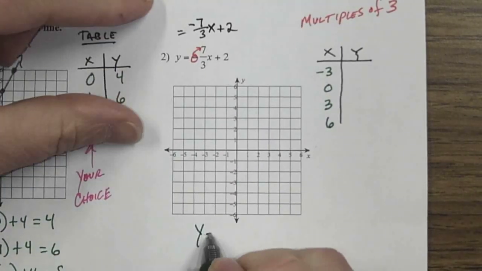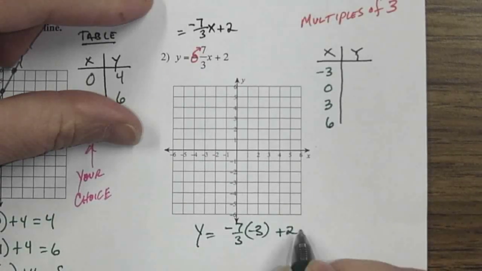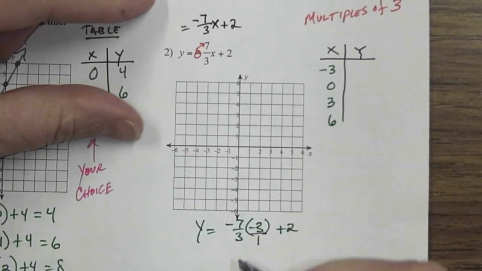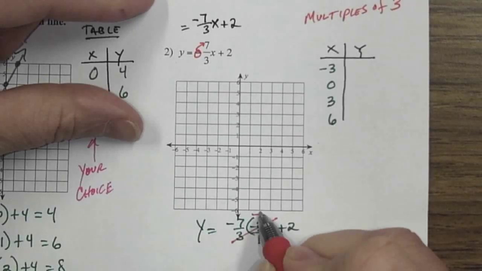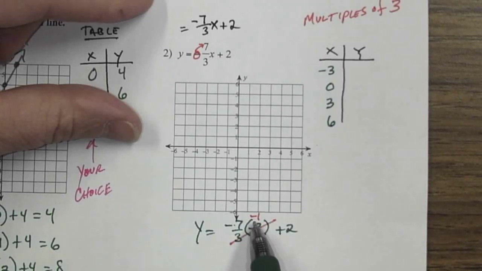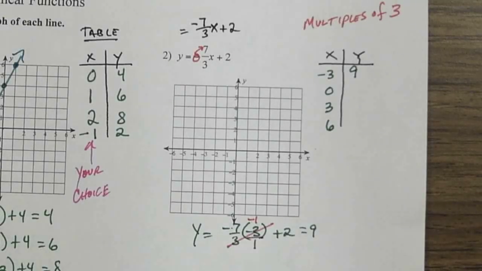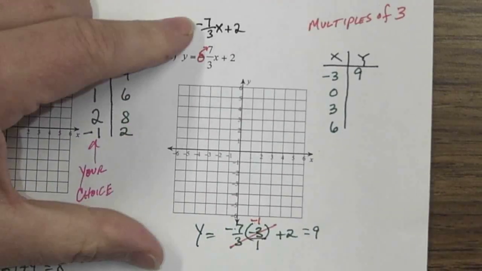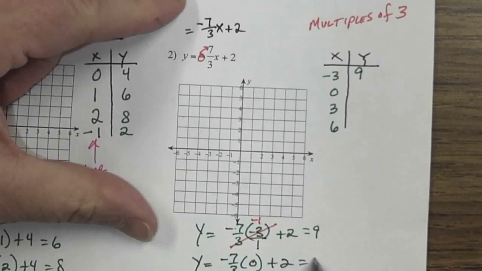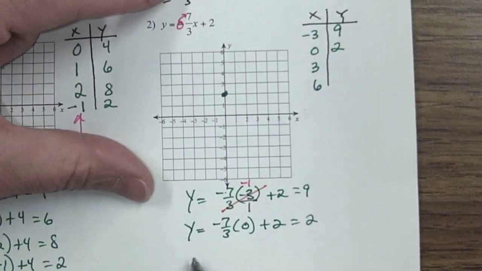So watch what happens. Y equals -7 over 3 times -3 plus 2. This -3 I can make look like a fraction, which helps me see, oh, these cancel, and give me a -1. -7 times -1 is +7, plus 2, that's 9. Okay, 9's not on my graph, so that kind of sucks. But let's keep going. Y equals -7 over 3 times 0 plus 2. 0 times anything is 0, so that's 2. So 0, 2 is on my graph.